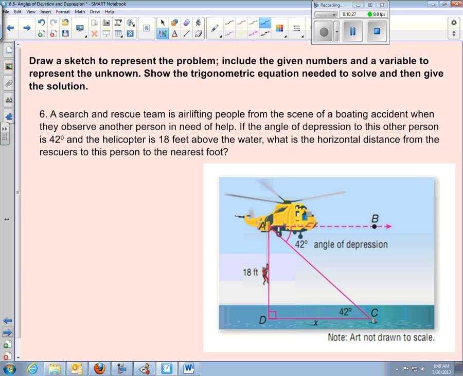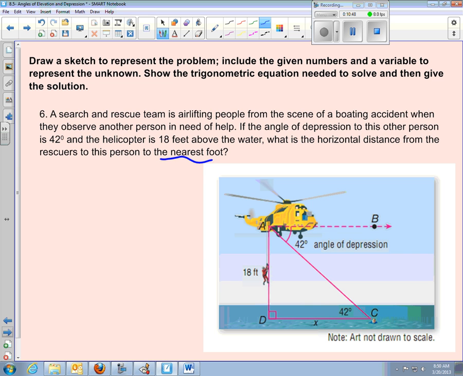All right, last one. The search and rescue team is airlifting people from the scene of a boating accident when they observe another person in need of help. The angle of depression to this other person is 42 degrees, and the helicopter is 18 feet above the water. What's the horizontal distance from the rescuers to the person to the nearest foot?